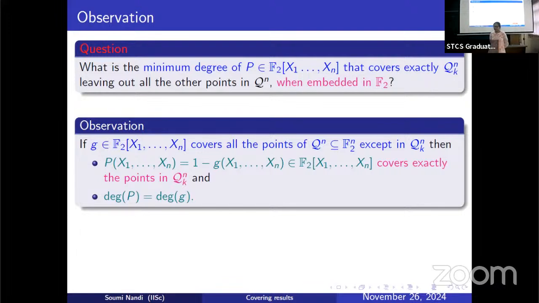Or here, instead of hyperplanes, suppose we are just interested in finding polynomials. What will be the minimum degree of the polynomial? When we are considering F2, look at the polynomial cover. If you have any set of 3 points, for instance, you can never cover it exactly using hyperplanes.